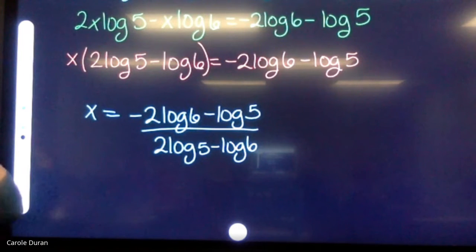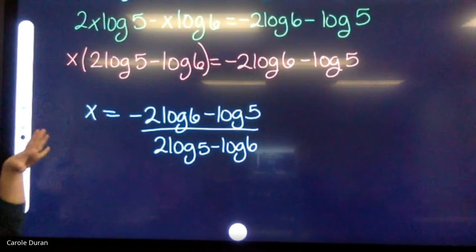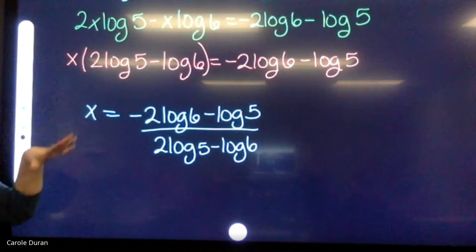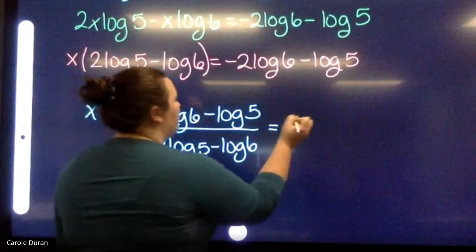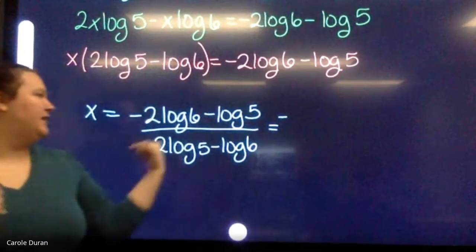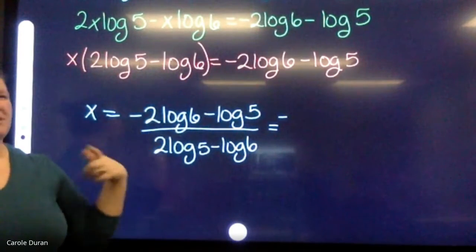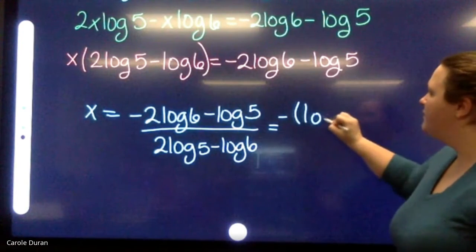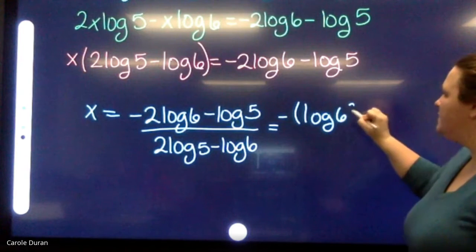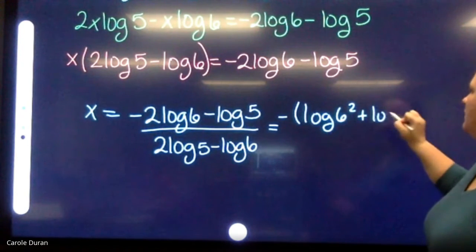So what I want to do next is take any number that's in front of my log and move it into the exponent spot where it should be. So when I rewrite this, first I'm going to pull out the negative from both of these top terms because that's going to make it easier for me. So I'm going to have the negative of log of 6 squared plus log of 5.